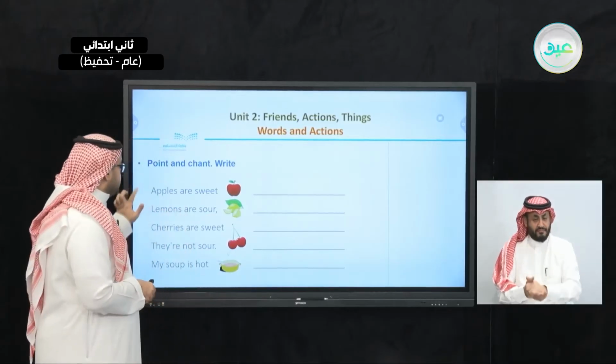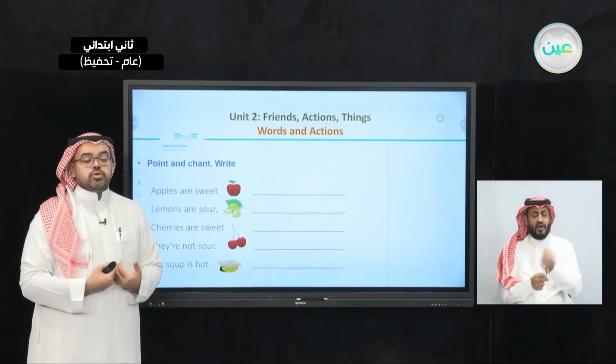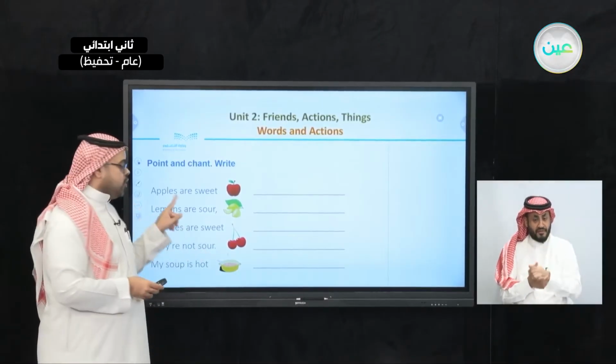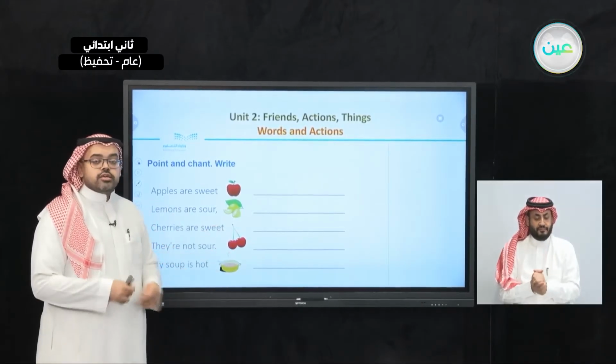So, what we're going to do now is point and chant. After this, we're going to write down the chant here in this line. As you can see, here we have five lines. In front of each of these lines, we're going to write or copy the same sentence. So, as we did last time, I'm going to chant first. After I do, I want you to watch me while I point and then chant with me. So this chant is about food.